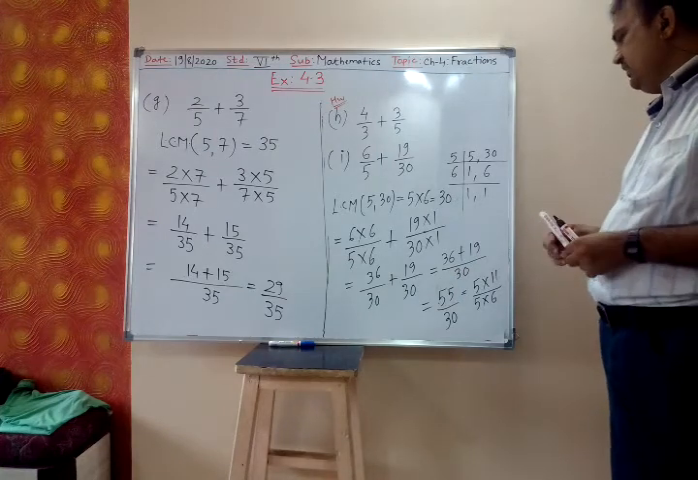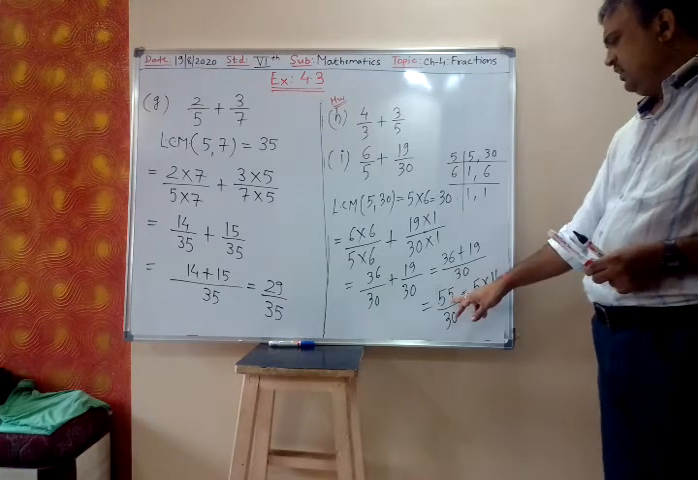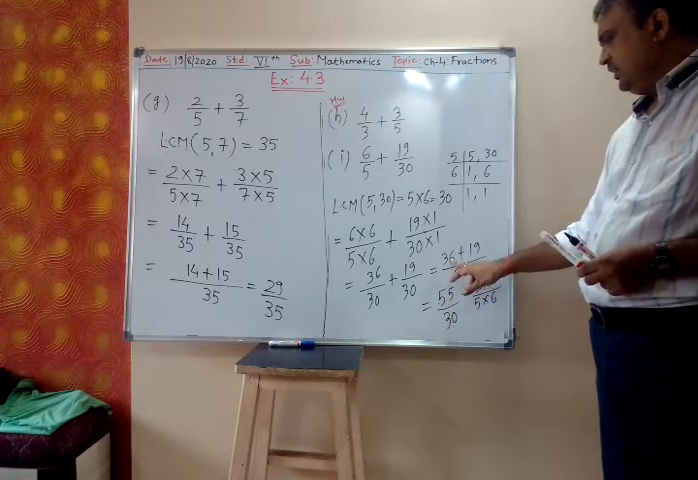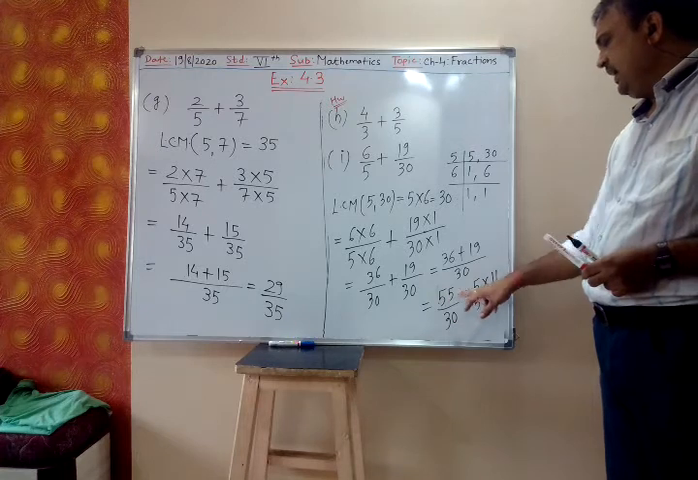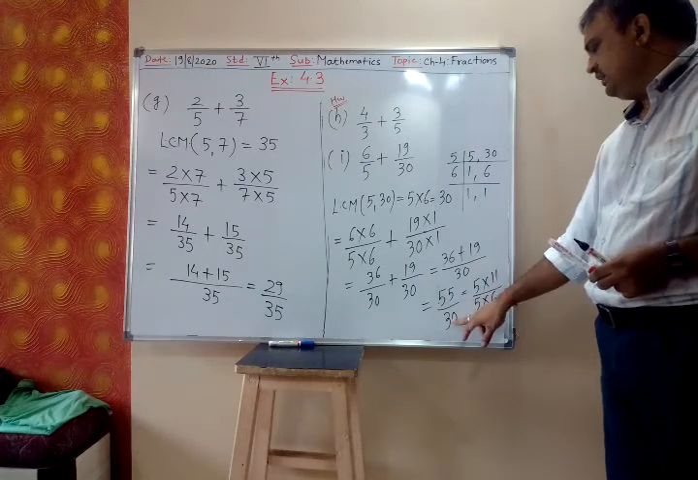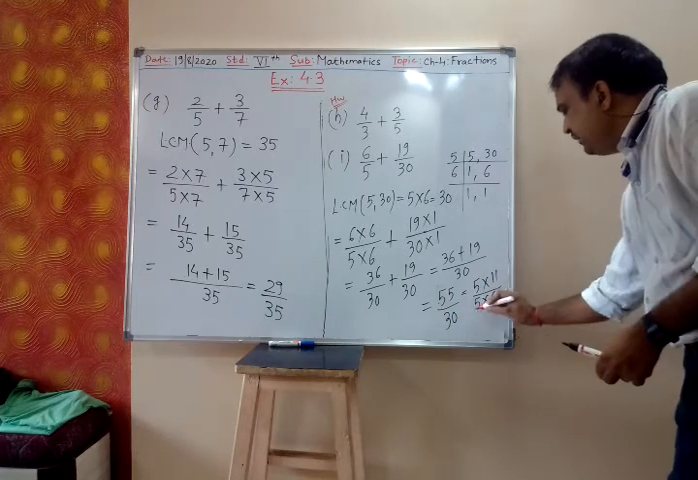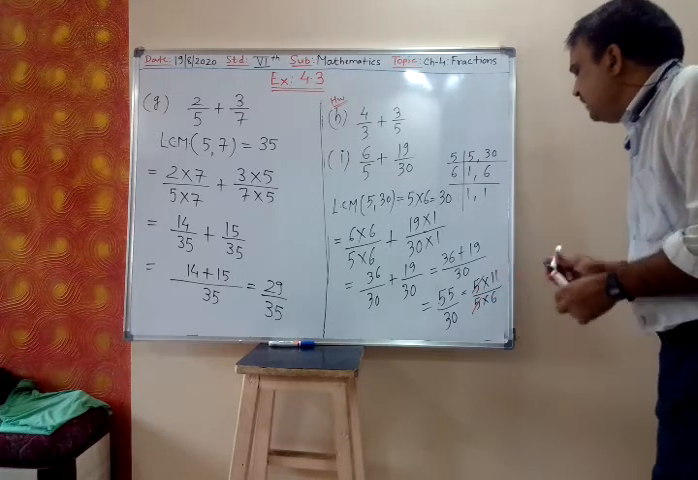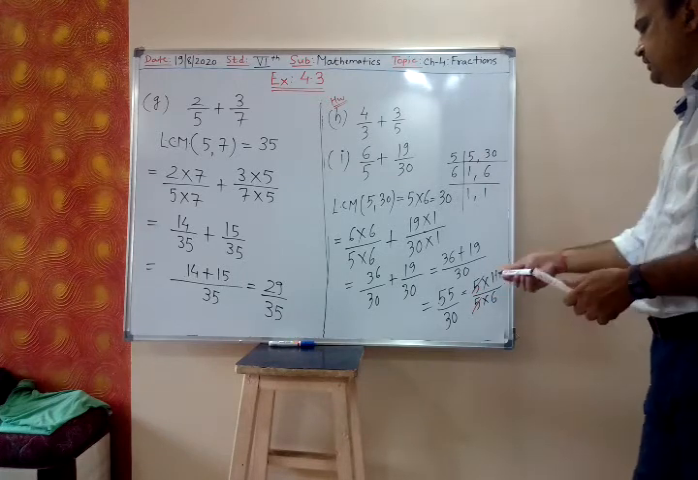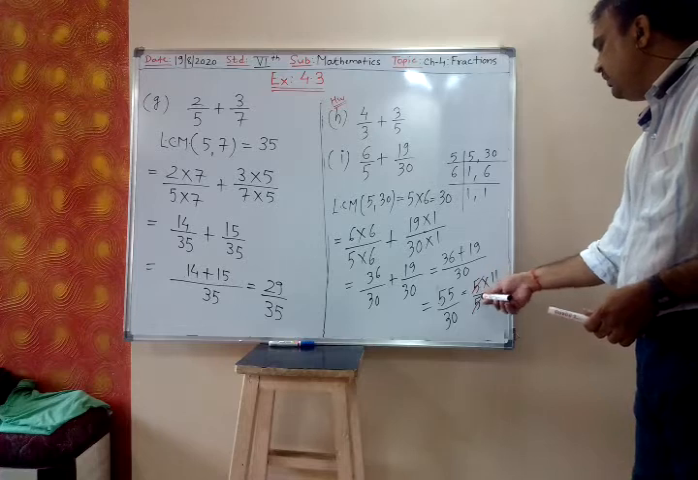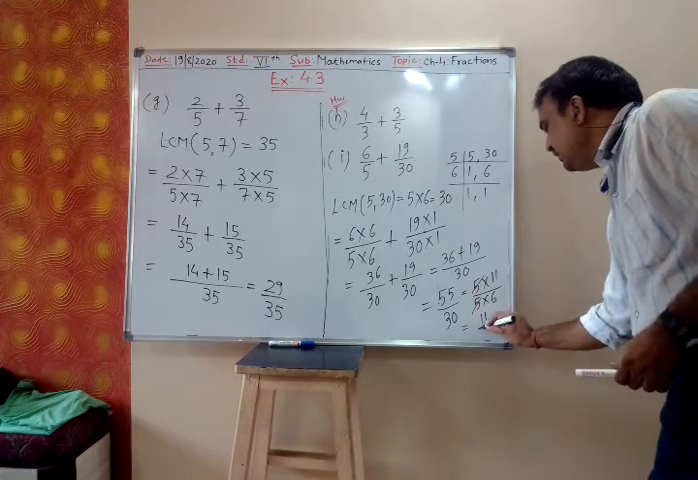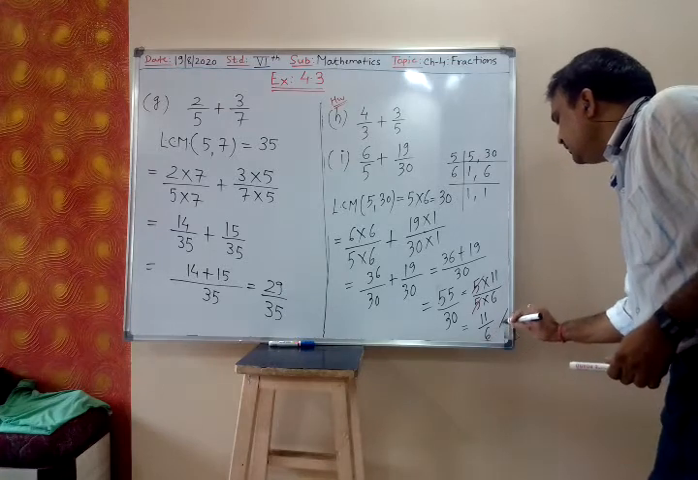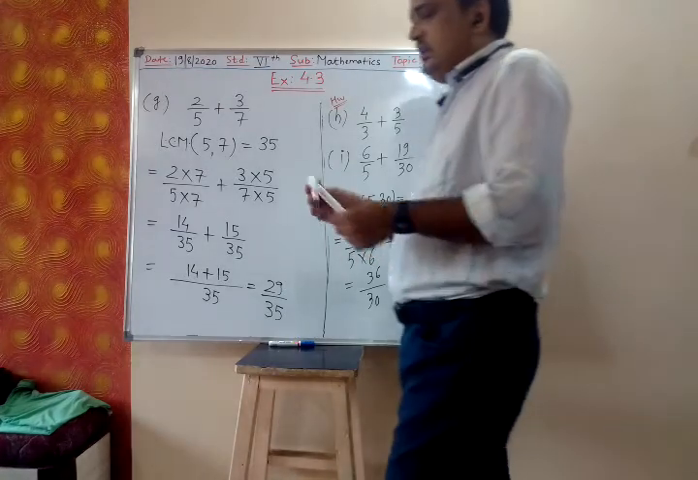See, maths all the way, you have to refer to the textbook. 36 plus 19 is 55. Now 55 I can write as 5 into 11. 30 I can write as 5 into 6. Now the common number 5 I can cancel, the same number from the numerator and denominator. So the answer is 11 upon 6.